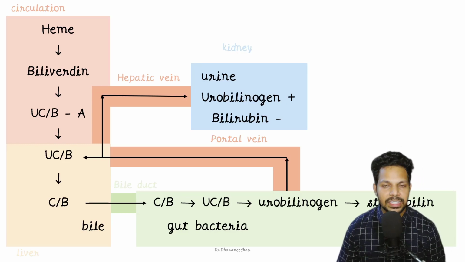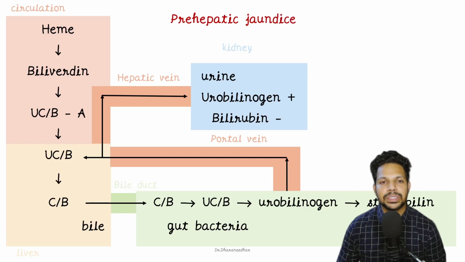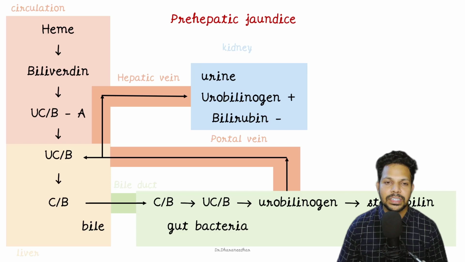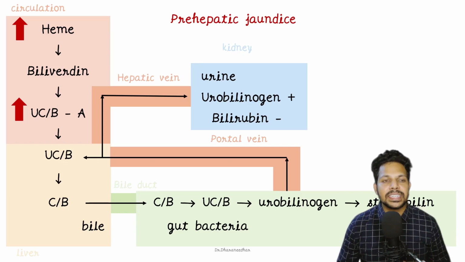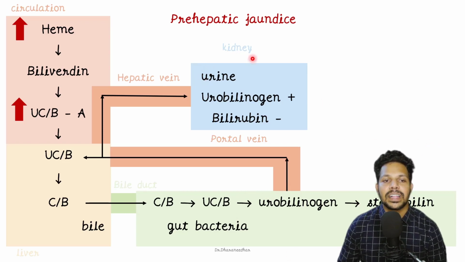Right? If you understood that, now let's look at the prehepatic jaundice. Now what is happening with the prehepatic jaundice? The prehepatic jaundice is primarily because of hemolysis. So what happens in hemolysis? The heme is increased, the biliverdin is increased, unconjugated bilirubin is also increased, and hence the entry into the liver is also increased. So what happens here is, since this entire process is occurring at higher magnitude, the urobilinogen levels also will increase, and hence in the kidney you will see higher levels of urobilinogen.